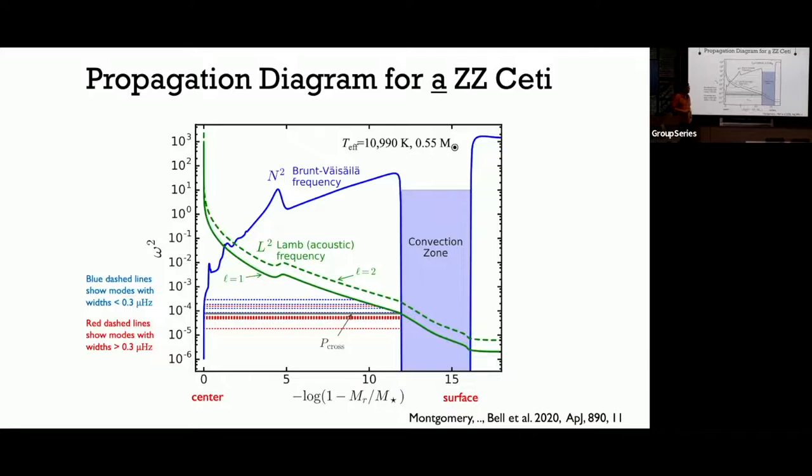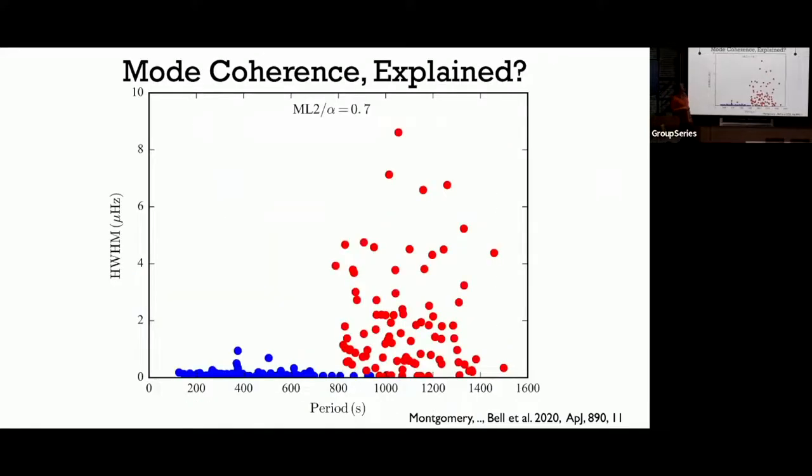Now there is one red line for this particular star right here. We could understand that being incoherent if it's an L=2 mode, because then it propagates out past this Lamb frequency for L=1 modes out here to the convection zone, which could cause it to be incoherent. So I think this is a really clean description of why we see this type of behavior, this dichotomy of mode coherence in pulsating white dwarf stars.